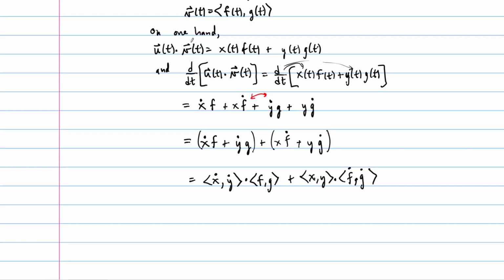So now we can see exactly how this is going to work. This one is u dot, dot product with, this one's just v. This one is just u, dot product with, this one is v dot, right? There's v, so v dot is the component-wise derivatives. V dot, and that's exactly what we wanted to prove, right?